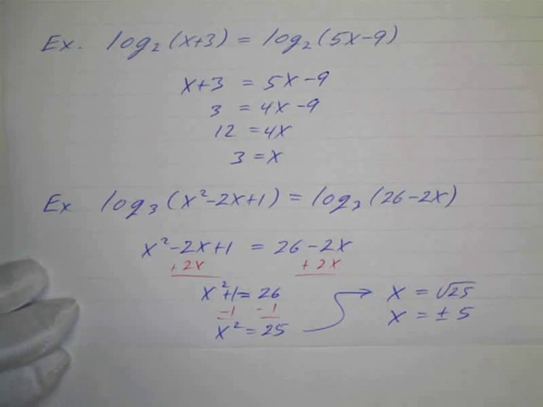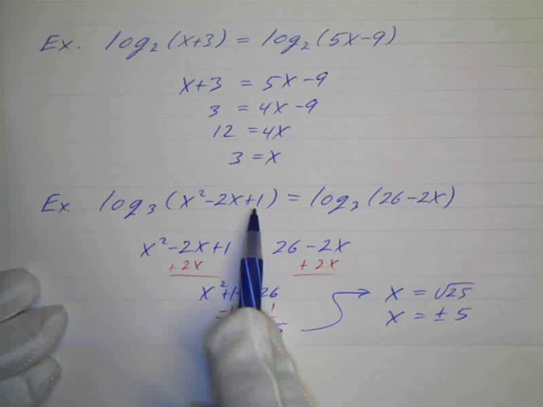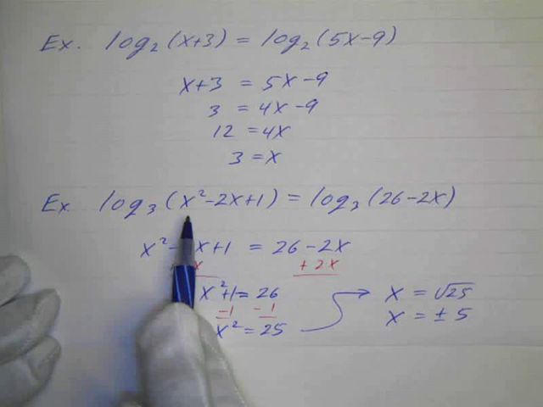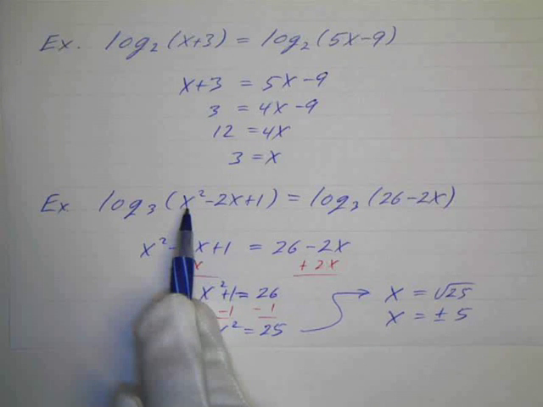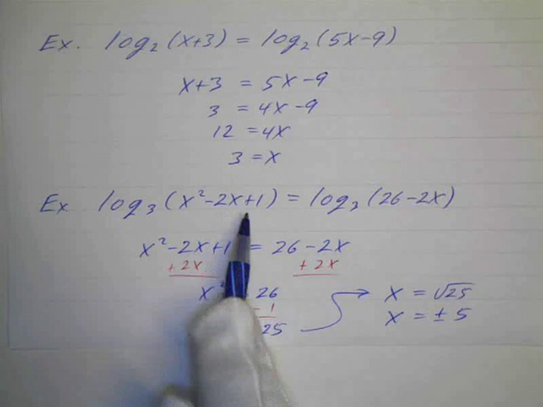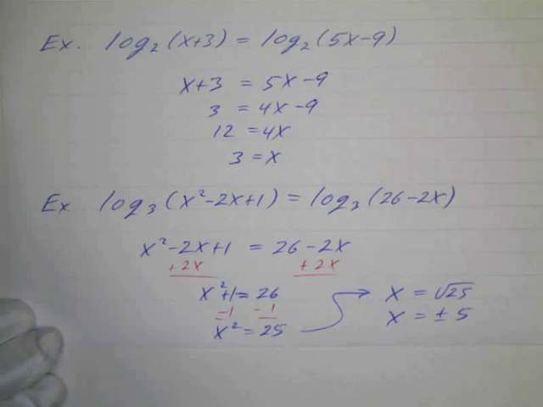So I got two possible answers. Now I want to check both of those to make sure that they keep this positive. If I put positive 5 in here, I get 25 minus 10 is 15 plus 1 is 16, that's okay. And then 26 minus 10 is 16, that's all right.